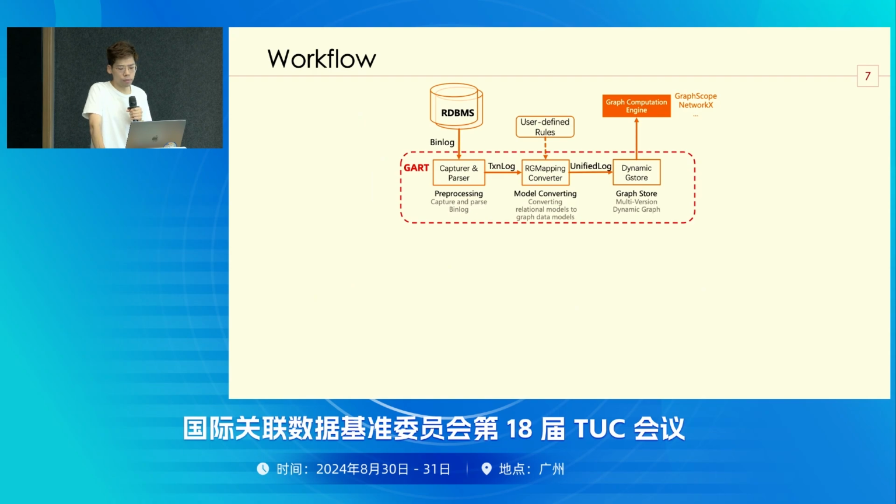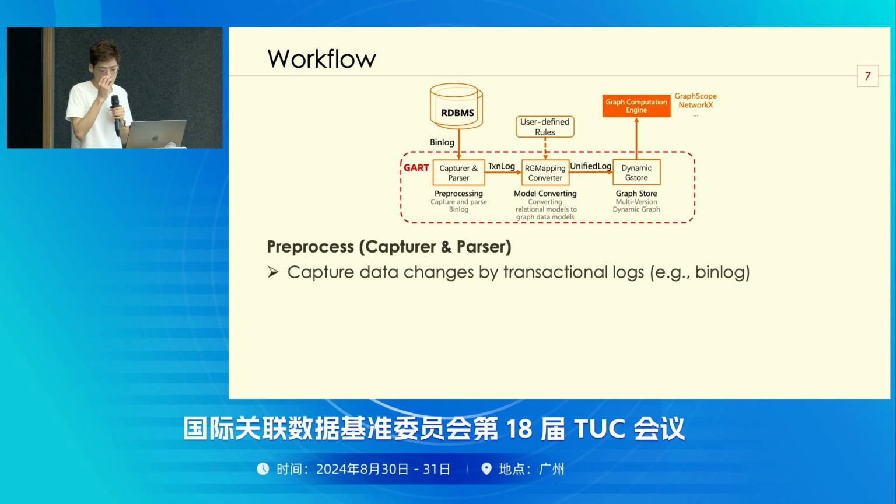GART uses logs from data sources to capture data changes. Specifically, there are three main processes. The first one is the pre-process by the system's log capture and parser. The logs from data sources, like binlogs in SQL systems, are converted to a log format recognized by GART. We call it transactional logs.